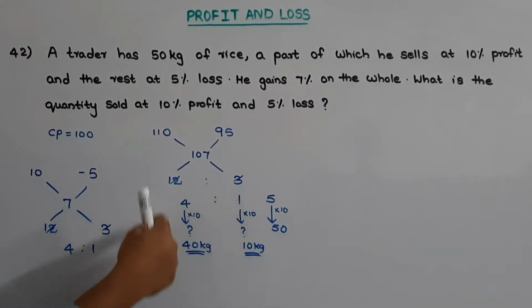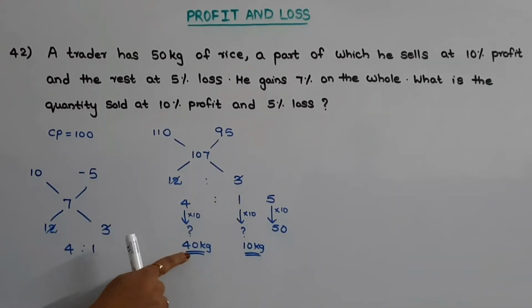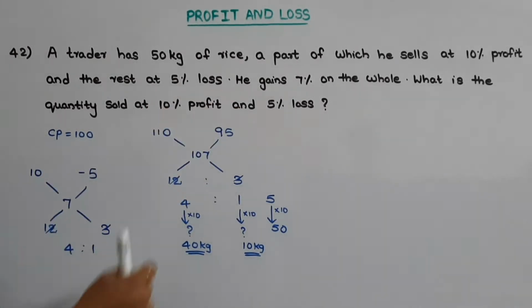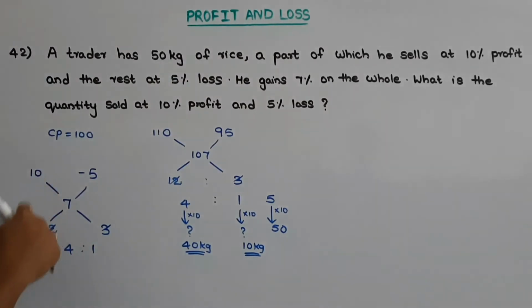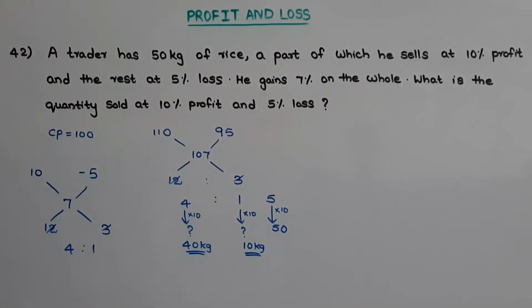Now you can do this same procedure in order to find out the quantity sold at 10% profit and 5% loss. So with the help of this loss and profit percentage itself, we can find out this ratio.